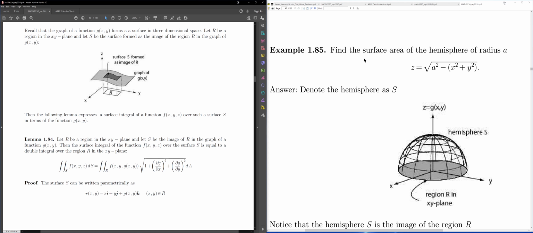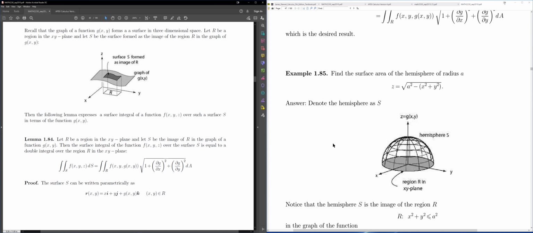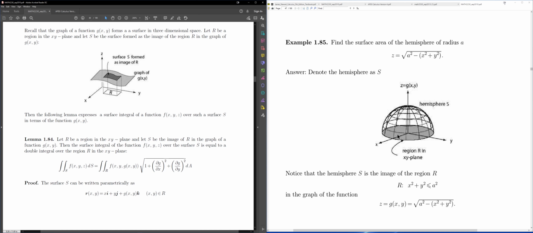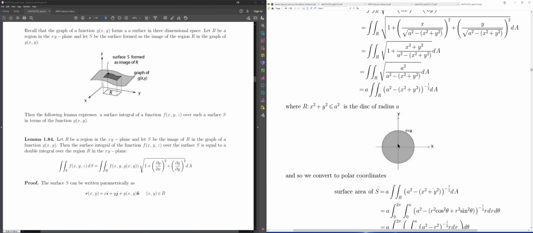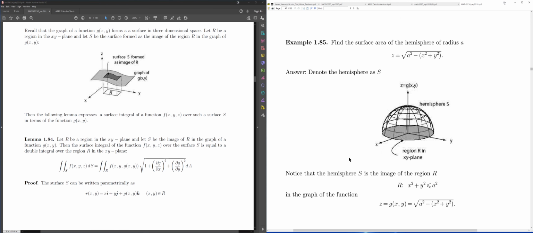Okay, so for this problem, the g of x, y is the square root of a squared minus x squared plus y squared. Your region R is the disk down here in the xy plane, which is this disk over here. But what's the function f?